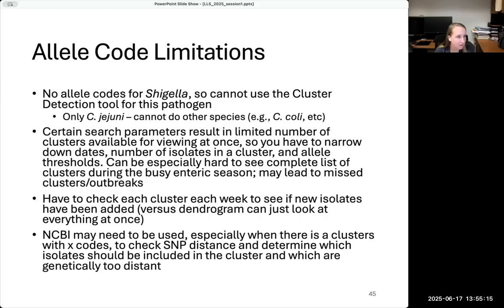And is the allele code value just assigned sequentially when unique isolates are identified, or is it based on differences from a reference or something else? I assume it's sequentially, like as a new thing pops up in that digit or that distance from each other, it would just be the next number up.